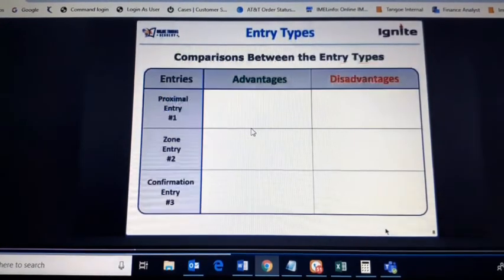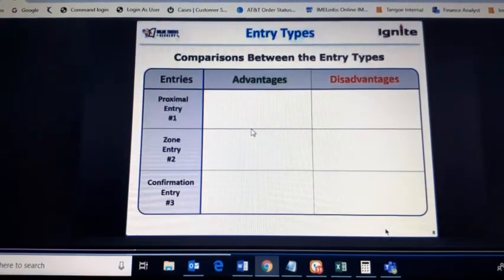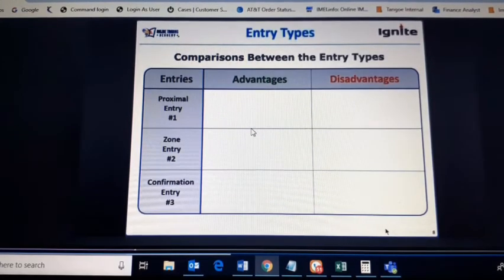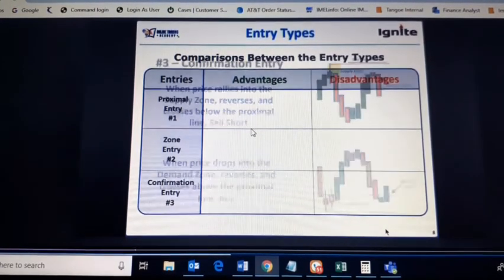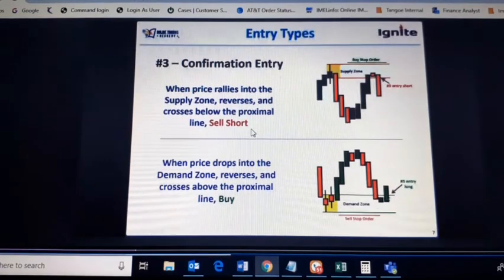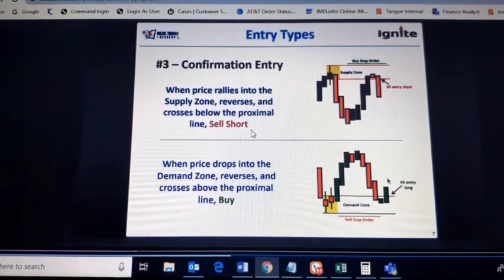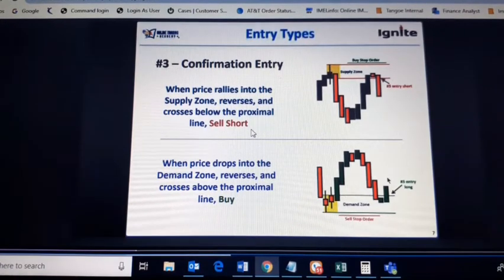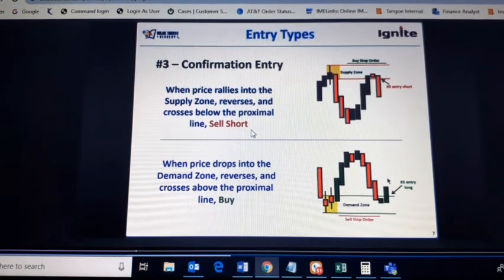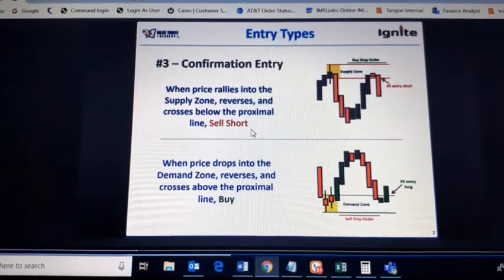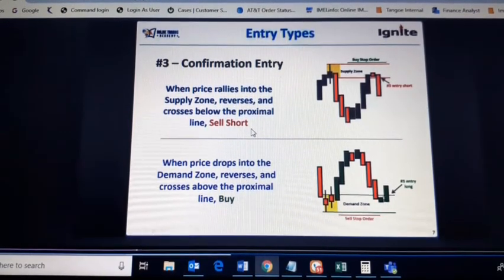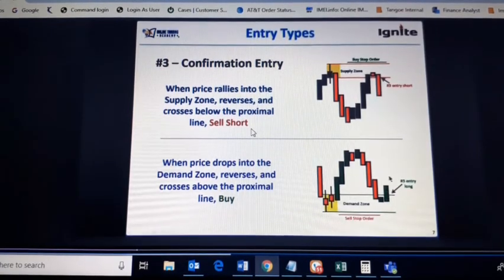Okay, so this is a comparison between the entry types. The advantage is you are getting more confirmation when the price is just coming out of the zone. You know that now the buyers are coming into the picture. Can you please explain the advantage we get? It's simple. When the price is leaving the zone, you get more confirmation that now the buyers are coming into the picture.